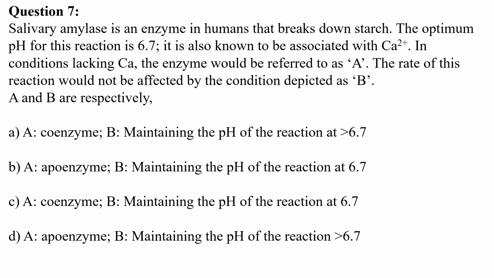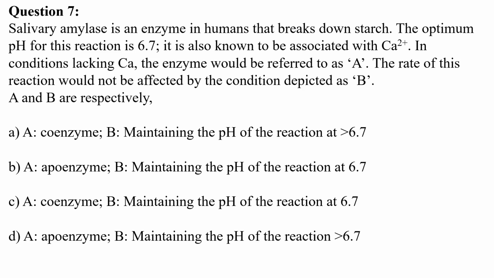Salivary amylase is an enzyme in humans that breaks down starch. The optimum pH for this reaction is 6.7. It is also known to be associated with calcium ion Ca2+. In conditions lacking calcium, the enzyme would be referred to as A. The rate of this enzyme reaction would not be affected by the condition depicted as B. A and B are respectively dash. Okay, so you have to identify A and B.